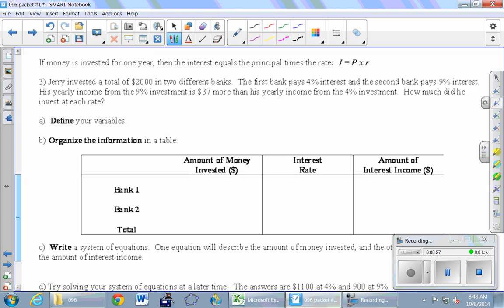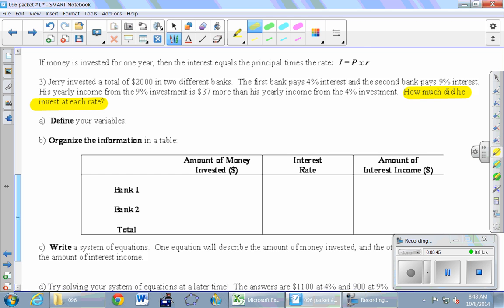Okay, so there's a lot going on in the problem, but let's break it down into its pieces. First step again is to define the variables. Where should we go to figure out what the variables should be? The question itself. How much did he invest at each rate? That's what our variables should represent.